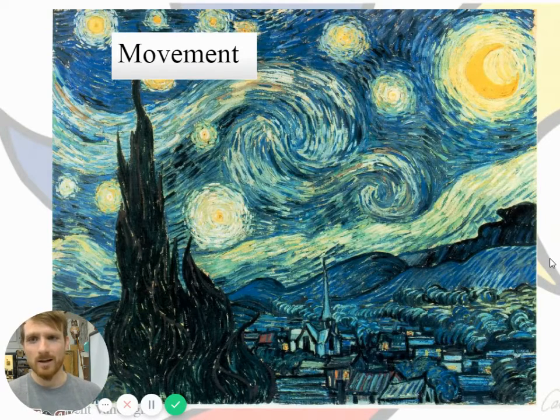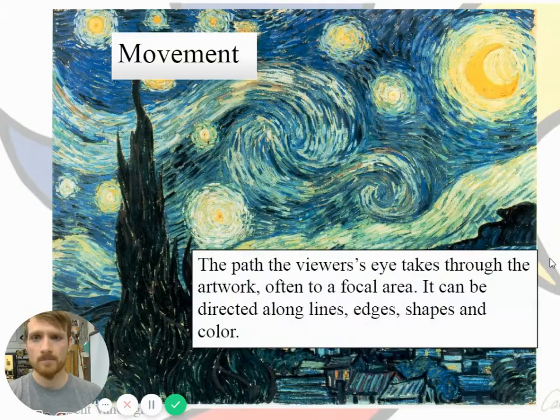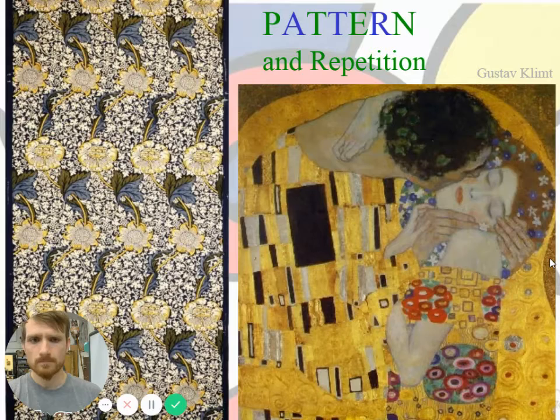As we can see in Starry Night, our eye is just naturally flowing along those air currents or that wind as we move through the night sky. So movement is the path your eye takes through an artwork.